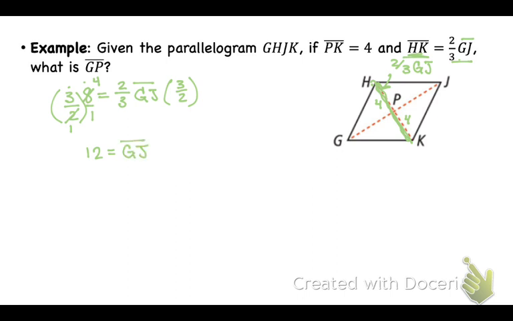Okay. How did that help me? It gives you the whole thing to divide it by. So it gave me the whole thing. So GP is 12 divided by 2, which is 6.